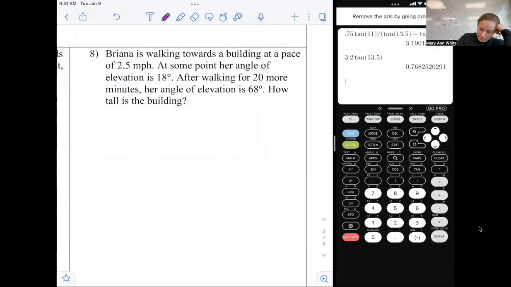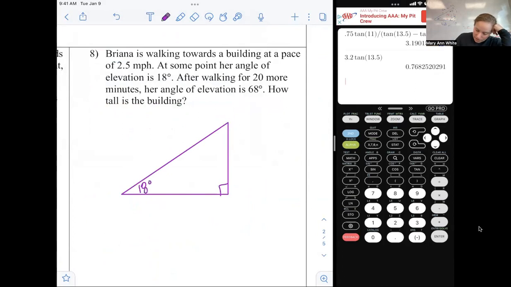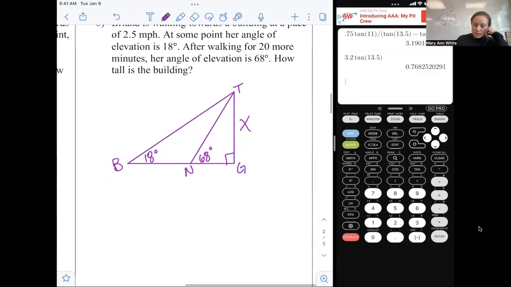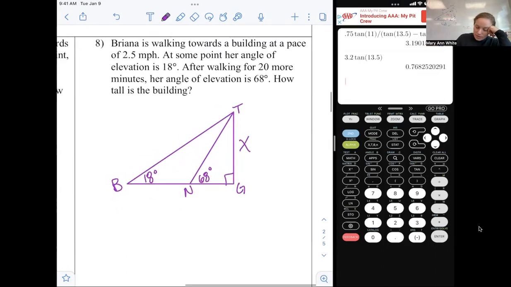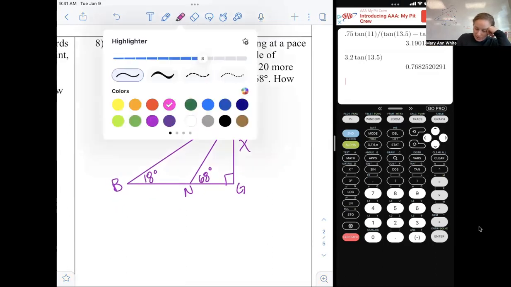Brianna is walking towards a building at a pace of 2.5 miles per hour. At some point, her angle of elevation is 18 degrees. And then after 20 minutes, her angle of elevation is 68. How tall is the building? So Brianna's here, then new Brianna is there. Here's the ground of the building. Here's the top of the building. Just trying to give it some letters. Now, what I do want to know is this distance right here.